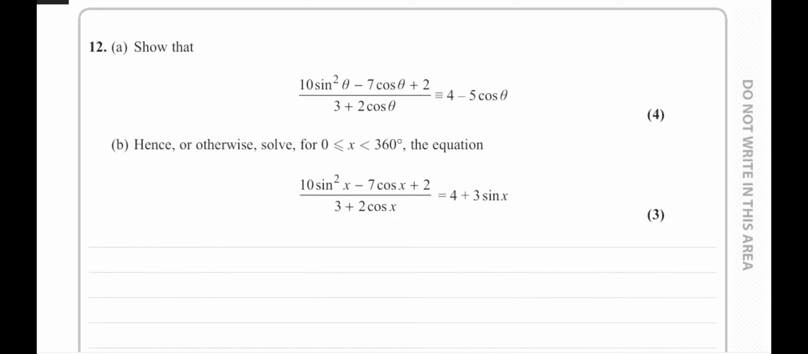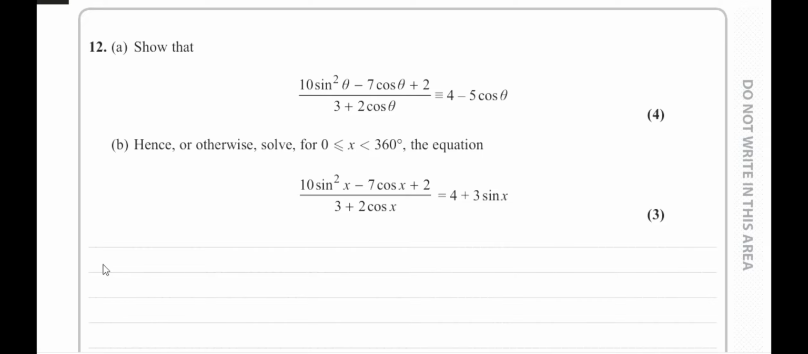Question 12. Show that (10 sin²θ − 7 cos θ + 2) over (3 + 2 cos θ) equals 4 − 5 cos θ. So you can see on the left hand side there is sine square theta and cos theta, but on the right hand side only cos theta. So we should endeavor to rewrite this, changing the sine square into cos.